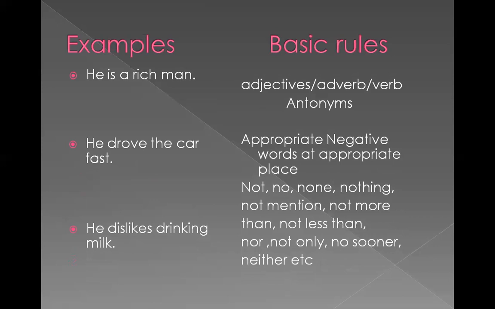Now, in these basic rules there are two things. Number one, you have to read the sentence carefully and find in the sentence if there is an adjective, an adverb or a verb, and you have to change it into antonyms, meaning opposites. Remember, the first rule is you have to read the sentence, and if it carries an adjective, adverb, or verb, you have to change these words into opposites, into antonyms.